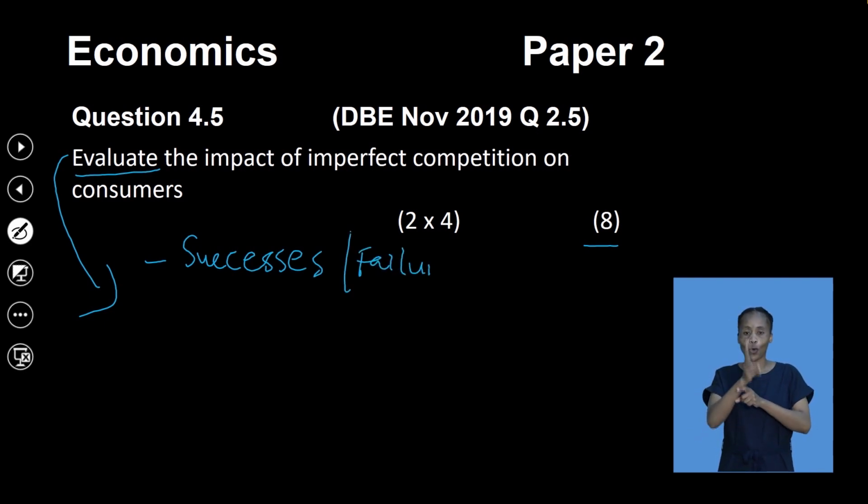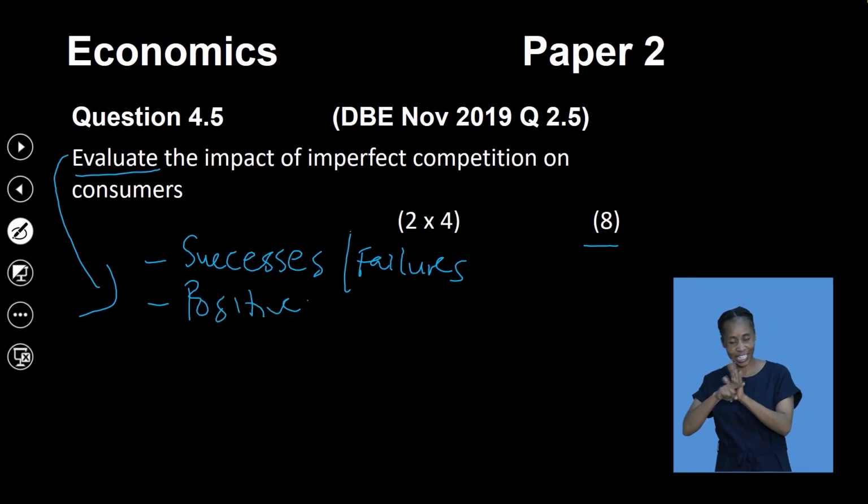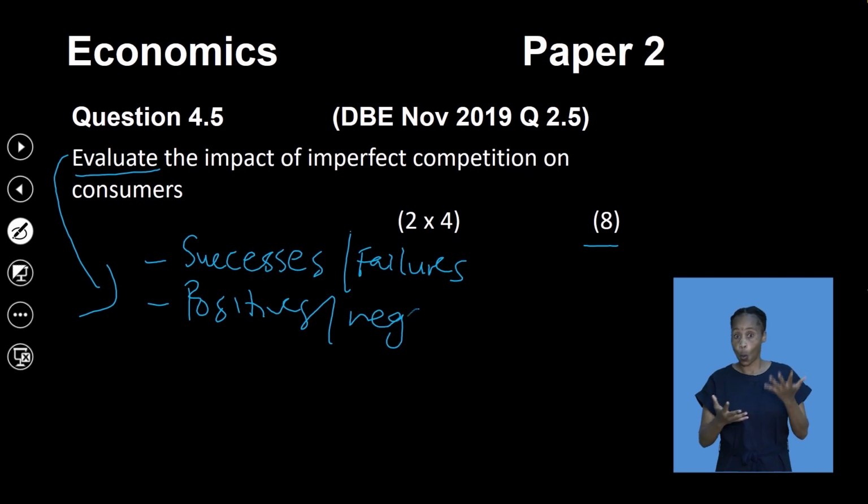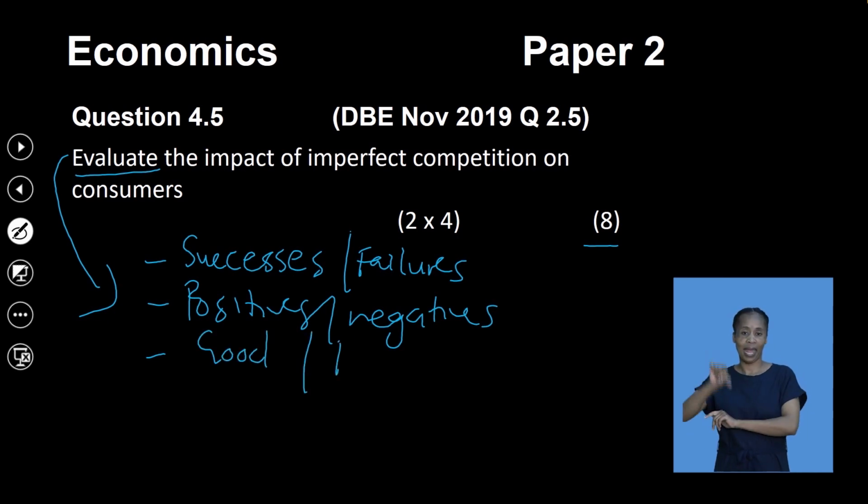You also need to outline the positives and the negatives, or you can also explain the good and the bad. Then at the end, you need to be able to draw a conclusion. There is no typical right or wrong answer, as long as you are able to support your answer with valid points. So this is an evaluate the impact of imperfect competition on consumers question. Let's go look at the possible solution.